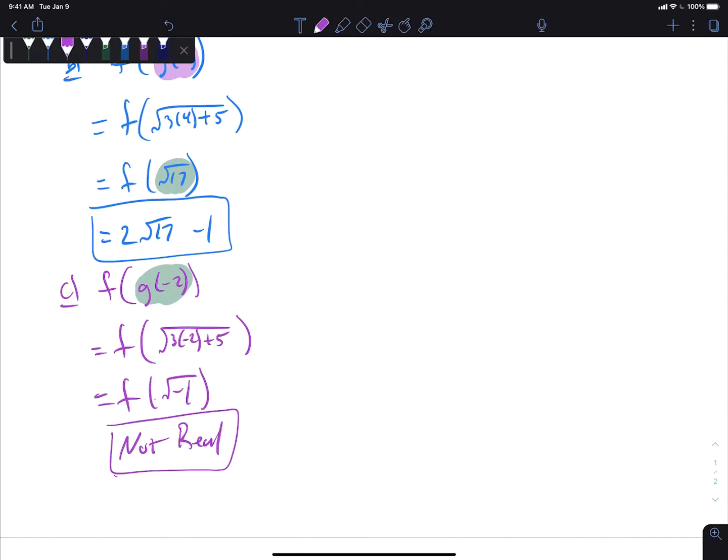Because we're in a business class, meaning a business math class, meaning that we only want to deal with real numbers. Therefore, since it's not real, we can't continue. In other words, this negative 2 is not part of the domain of f composed of g of x.